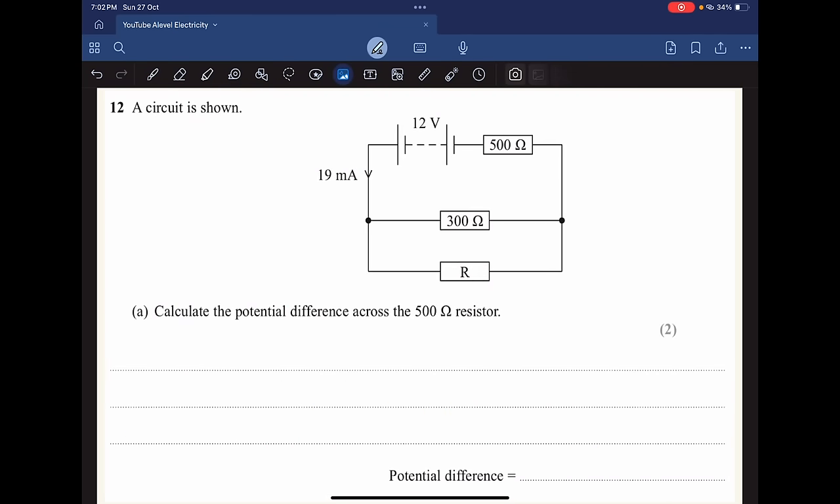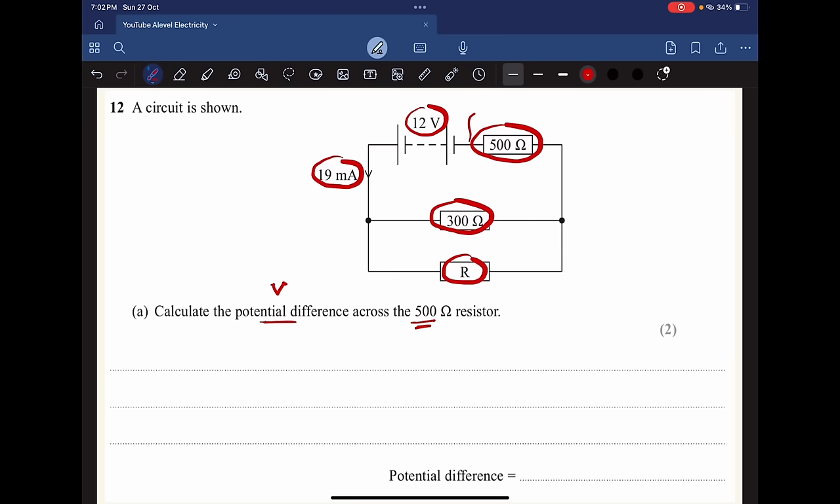In this question, there is a circuit shown, and we have 12 volt, 19 milliampere, 500 ohm, 300 ohm, and R, which is a resistor connected in parallel with 300. The examiner is asking for the potential difference, which is V, voltage, but only across the 500 ohm. Imagine that we have a voltmeter connected in parallel across the 500 ohm. One thing given here is the total main electric current, which is 19 milliampere. The 19 milliampere is coming from the positive terminal, and the same value is going to the other side, which is the negative terminal.